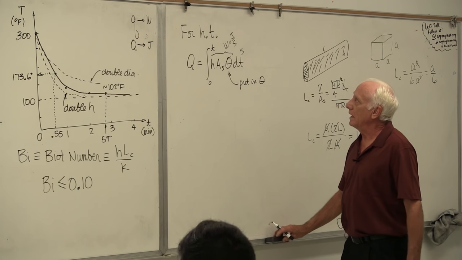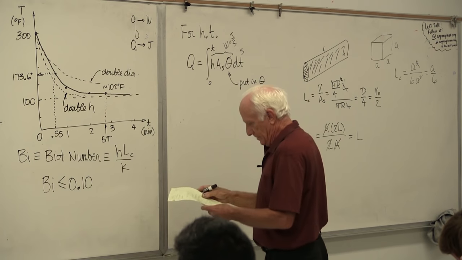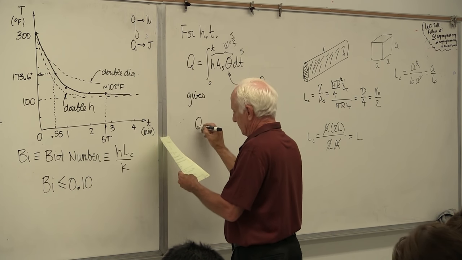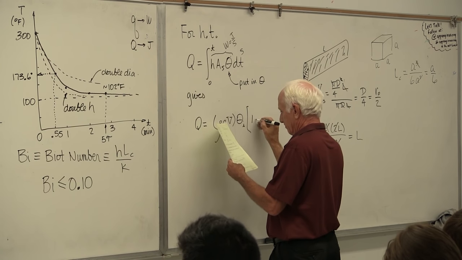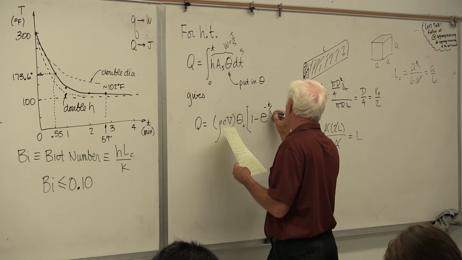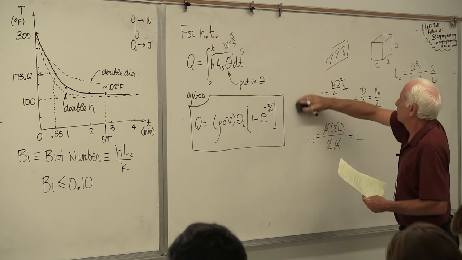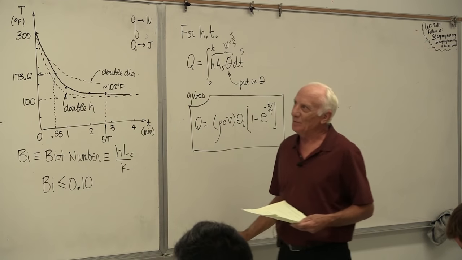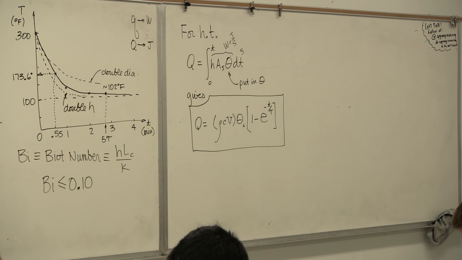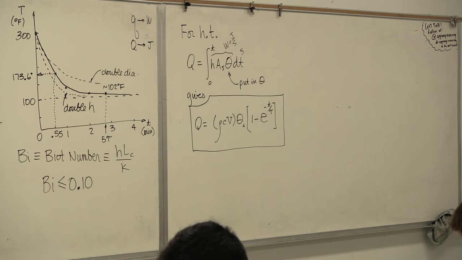BTU. Okay, put that guy in a box. Put him in here, integrate it, and you end up with Q, the boxed equation. One gives the temperature at any time, and the other one gives the amount of heat that's been transferred over that time in joules. Theta i is T i minus T infinity.